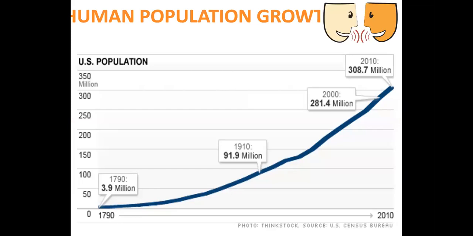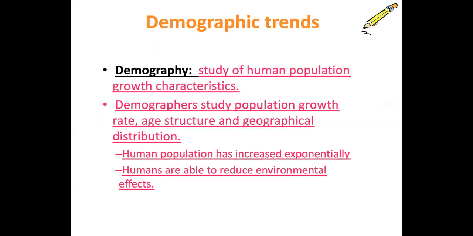One of the last things that I'm going to talk about is human population growth. What kind of curve do we have? Exponential. So there's what is known as demography. This is the study of human population growth characteristics. And demographers study the population growth rate, age structure, which I'm going to show you some of these, and geographical distribution. So human population has increased exponentially. We just saw that on the J-shaped curve, right? And therefore, humans are able to reduce environmental effects.